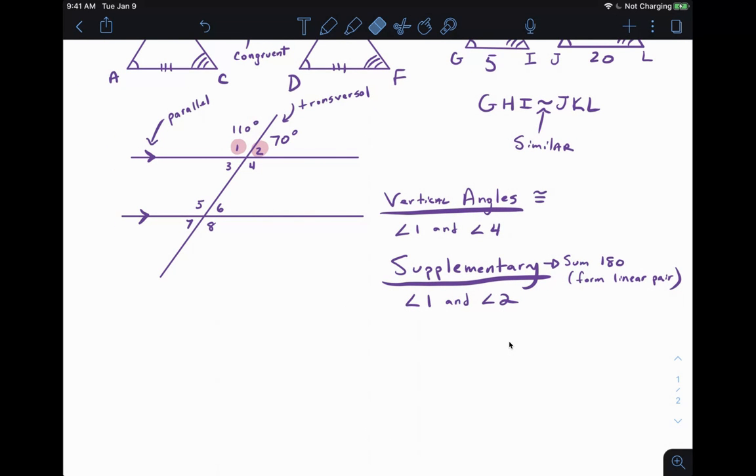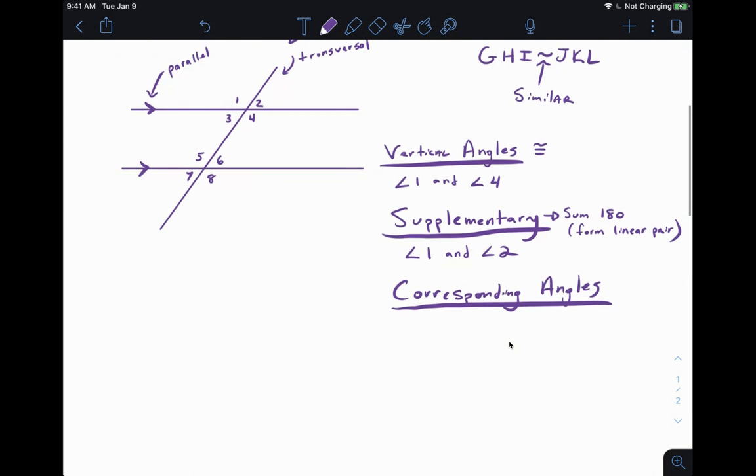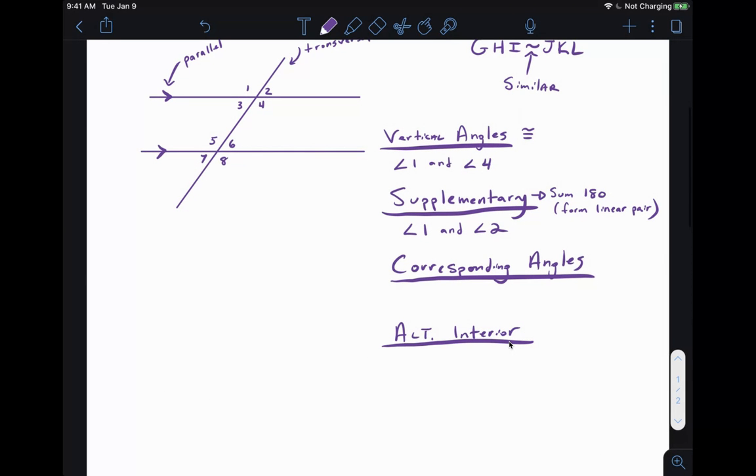Okay. Hopefully we're doing good so far. Let's throw in corresponding angles. You know what, let me just write a bunch of words down and we can pretend that we did something. Now we could just kind of roll through this. Alternate interior, and alternate exterior, I guess, too.